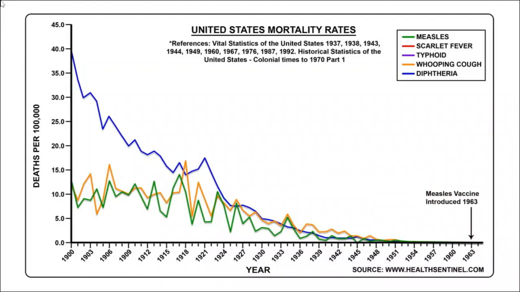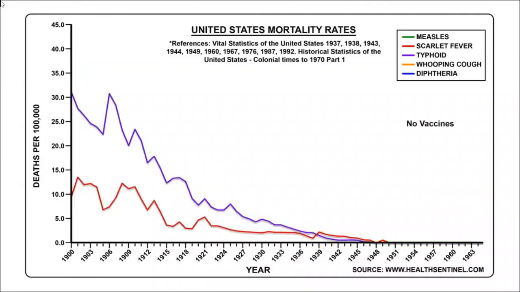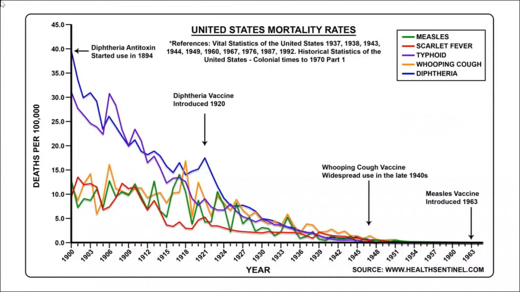Measles, the green line, fell to less than 2 per 100,000 in 1940, a full 25 years before the vaccine was first introduced in 1963. Typhoid, the dark blue line, and scarlet fever, the red line, also declined dramatically over the same period without a vaccine. This graph shows the decline of all 5 diseases. Some declined before a vaccine, others declined without one.